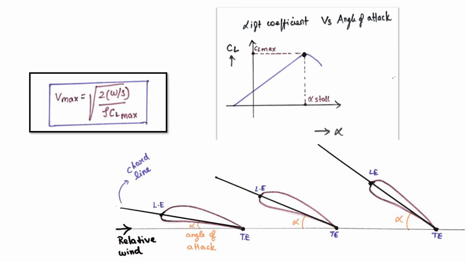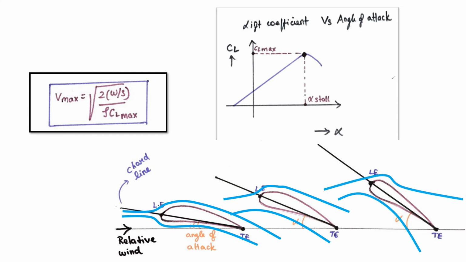For determining the maximum velocity, the coefficient of lift is considered as maximum. This can be inferred in graph. Let us consider the aerofoil with three different angle of attack. The first aerofoil, the angle of attack is minimum. In the second, it is medium, and the third aerofoil has a maximum angle of attack. The flow distribution over the three aerofoil is observed.